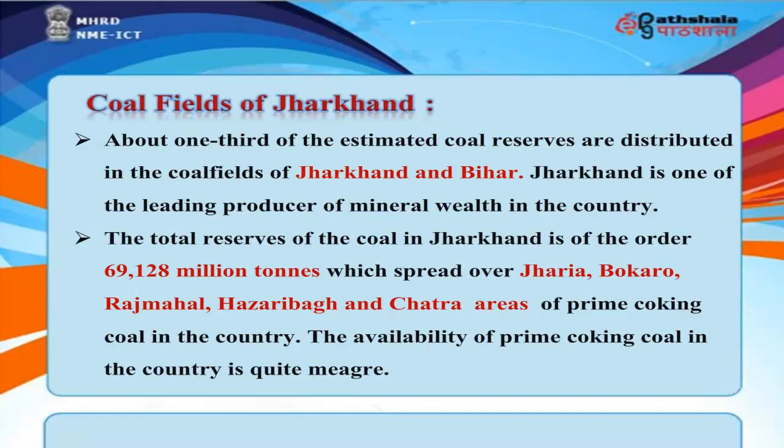Coal fields of Jharkhand. About one-third of the estimated coal reserves are distributed in the coal fields of Jharkhand and Bihar. Jharkhand is one of the leading producers of mineral wealth in the country. The total reserves of coal in Jharkhand are of the order of 69,128 million tons, which spread over Jharia, Bokaro, Rajmahal, Hazaribagh and Chhatra areas of prime coking coal in the country. The availability of prime coking coal in the country is quite meager.